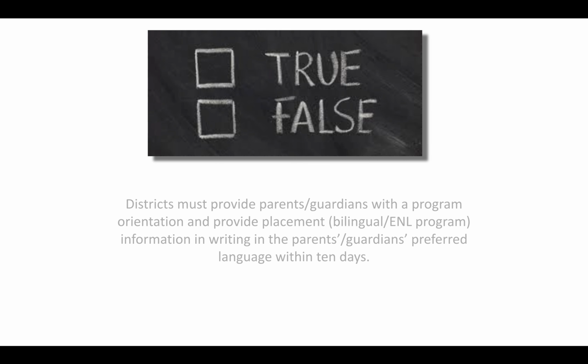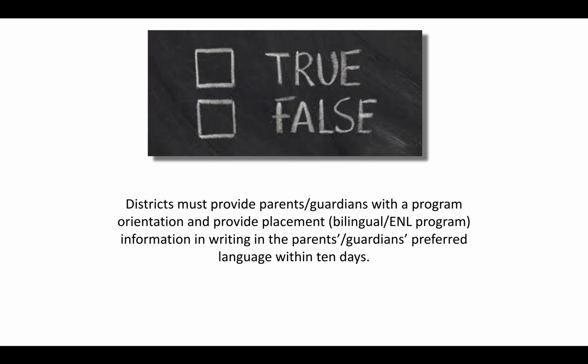True or false? Districts must provide parents or guardians with a program orientation and provide placement for bilingual and ELL program information in writing in the parent's or guardian's preferred language within 10 days. This is false. The main difference here is that it's within 5 days, 5 school days. Parents must be provided with the program orientation and placement information in writing in the parent's or guardian's preferred language in 5 days.